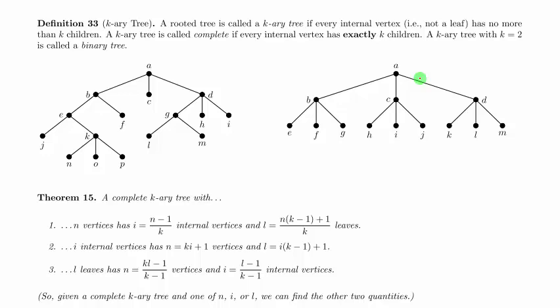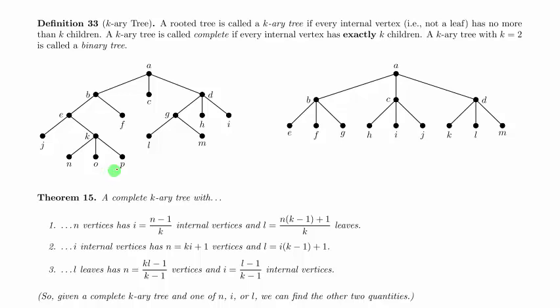Our next definition is a K-ary tree. A rooted tree is called a K-ary tree if every internal vertex, anything that's not a leaf, has no more than K children. A K-ary tree is called complete if every internal vertex has exactly K children. And if we have K equal to 2, then that's called a binary tree.